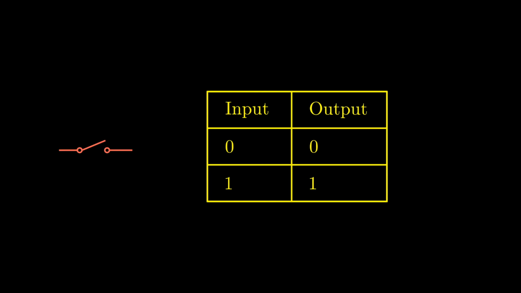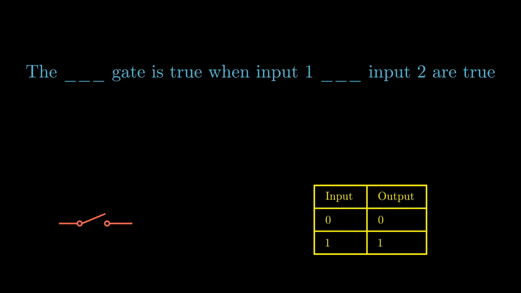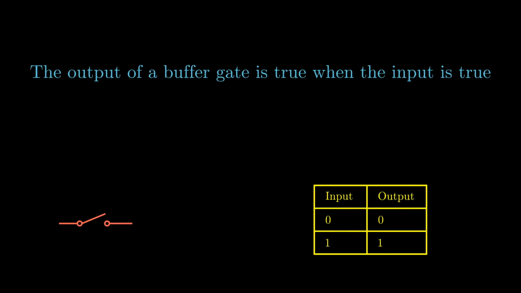But as I mentioned earlier, memorizing truth tables is not the best way to learn logic gates. Well, let's use our magic sentence then. We'll have to modify it a little bit since we are only using one input. The output of a buffer gate is true when the input buffer is true. Modifying it a tad more, the output of a buffer gate is true when the input is true.